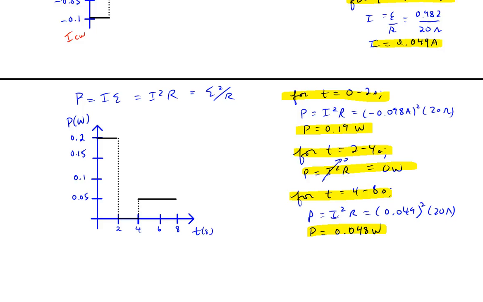By the way, interesting enough, if you take the area under this curve, you'll get the energy. Remember that power is equal to energy or work over time, so if you multiply the power by the time, which is the area under the curve, you're going to get the energy that is being used up during those intervals. And that's it for this example.